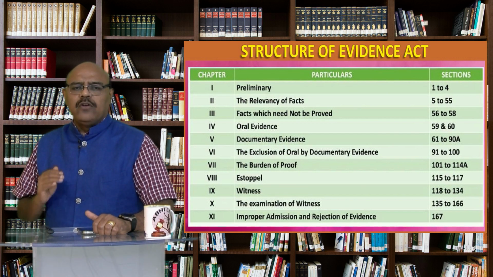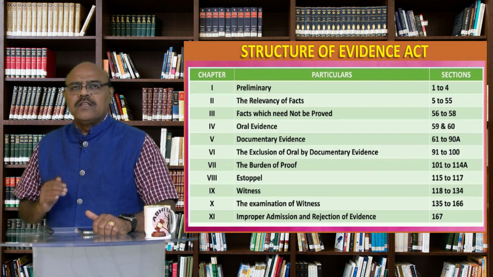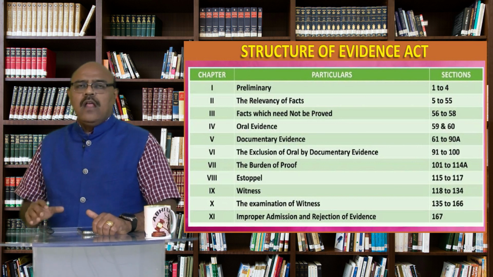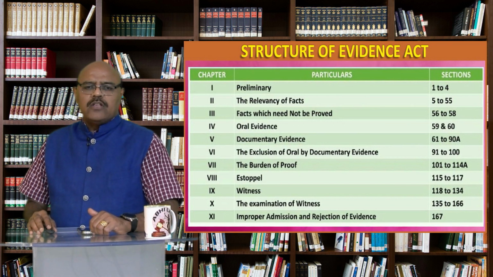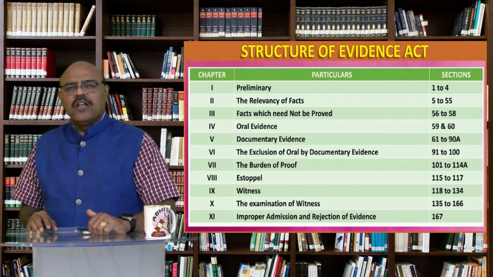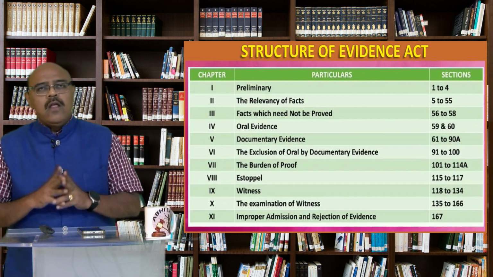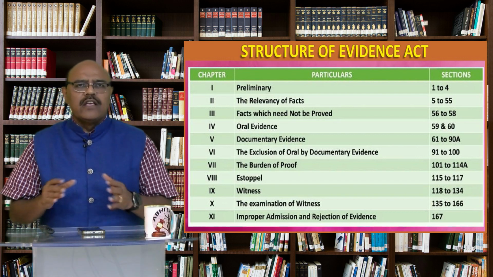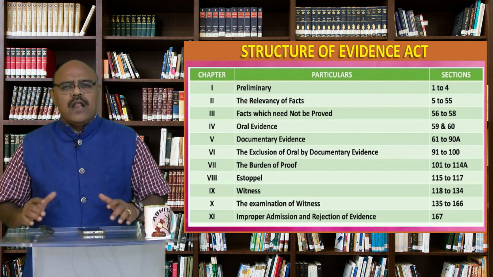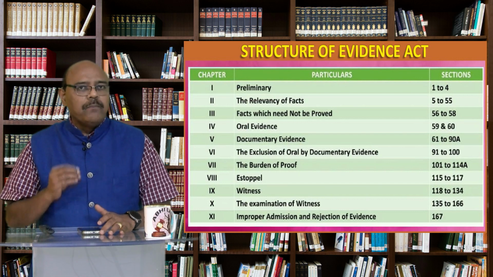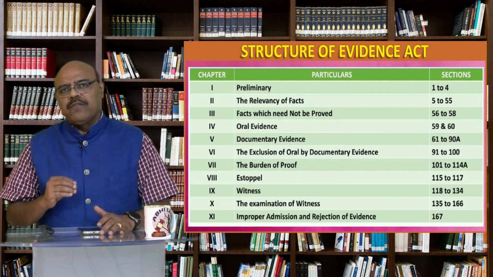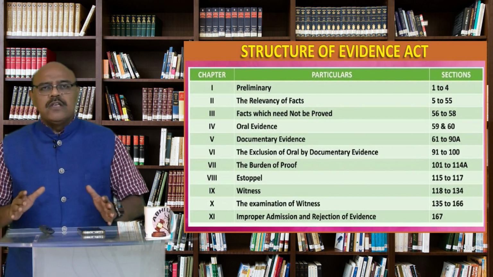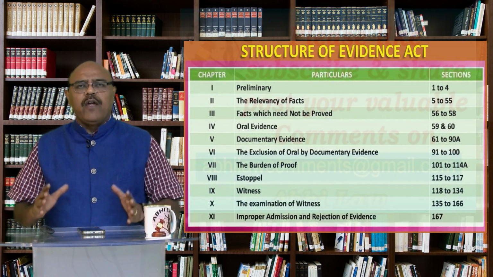Estoppel, 115 to 117. Witnesses, 118 to 134. Examination of witnesses, 135 to 166. And the last section, 167, is improper admission and rejection of evidence. That is chapter 11. Chapter 11 has only one section, so 167. The longest chapter is chapter 2, the relevancy of fact, and also an important chapter, which starts from section 5 to 55. With this, we have covered the structure of the Evidence Act.